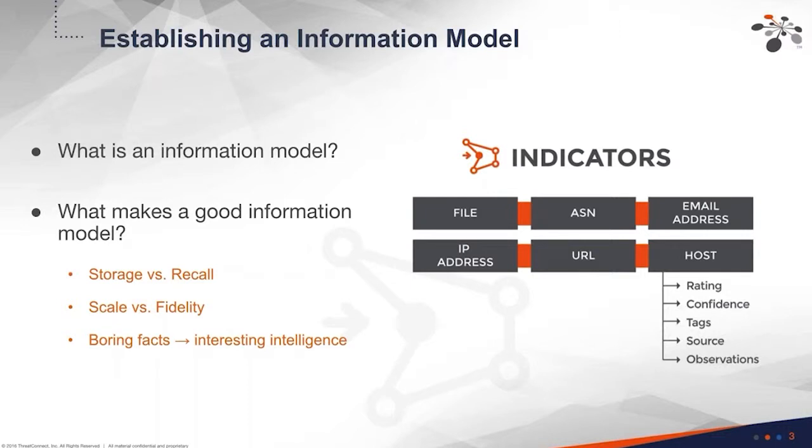On the right, you can see some examples of part of the information model that we use here at ThreatConnect. These are some of the different types of objects that we know we care to track, and some of the different properties of each object that we think make them interesting and help with some analytics down the road.